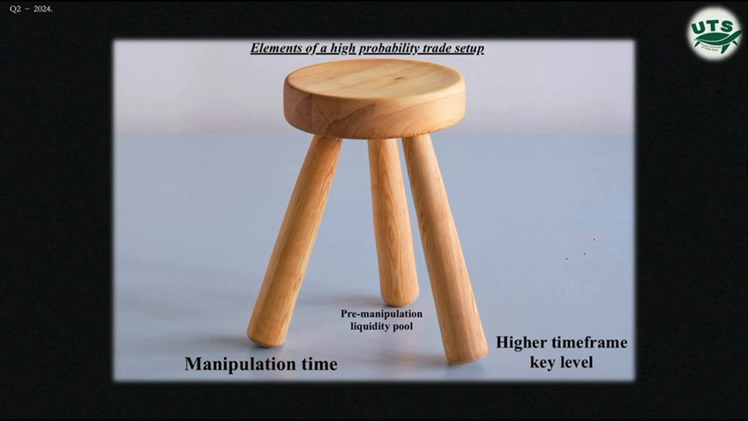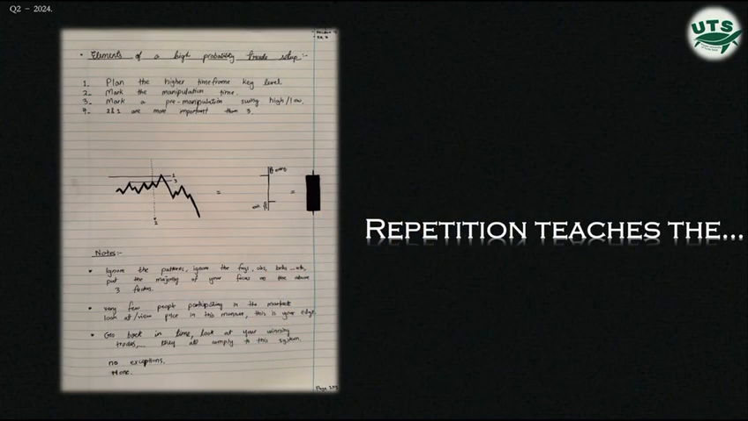This is another concept which I made public, which I never intended to. The elements of a high probability trade setup: a higher time frame key level, manipulation time, and pre-manipulation liquidity pool. And it's the smallest for a reason, right? It's least important. Here's a picture I repeat, and I try to repeat this as many times as possible without causing it to be annoying. But this is crucial, right?